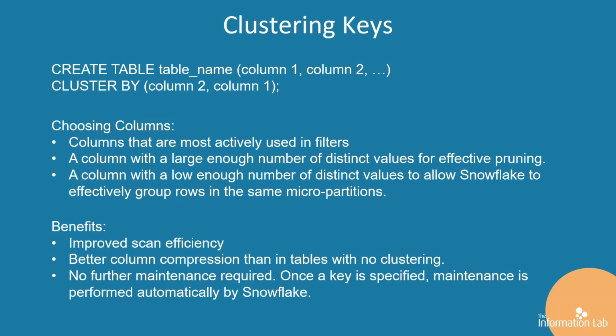Now, setting the right columns for a clustering key is really important because they can dramatically impact the query performance. So you want columns that are most actively used in filters. They need to have a large enough number of distinct values for effective pruning, but also a low enough number so that Snowflake can effectively group those rows into the same micro-partition. So essentially, we want columns with low cardinality, but not too low. And if you are specifying more than one column in your key, then you should specify the column with the lowest cardinality first.